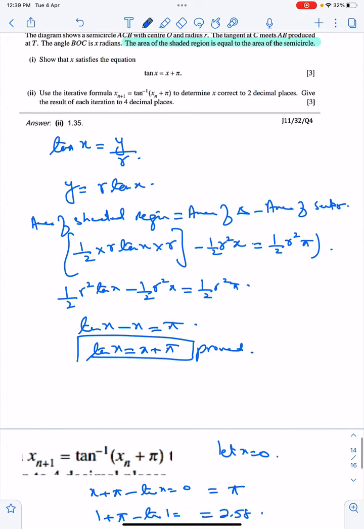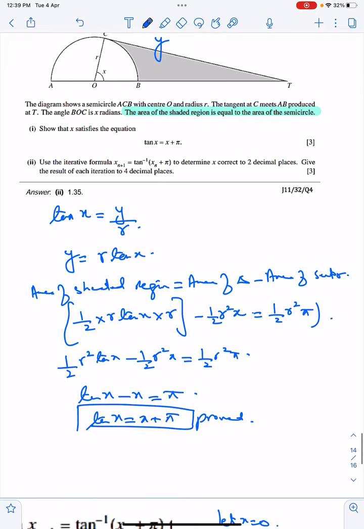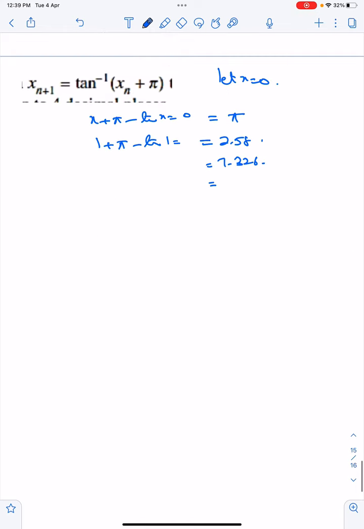And since we know that this is defined, the value of x in this question should be between 0 and pi by 2, because it's in the first quadrant. Pi by 2 is 1.57. That means the root should lie between 1 and 2.